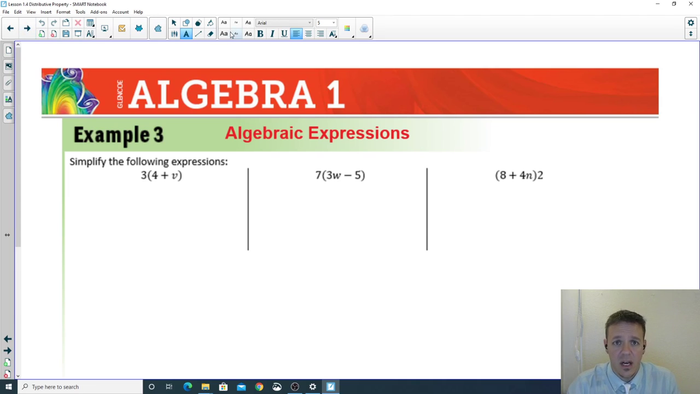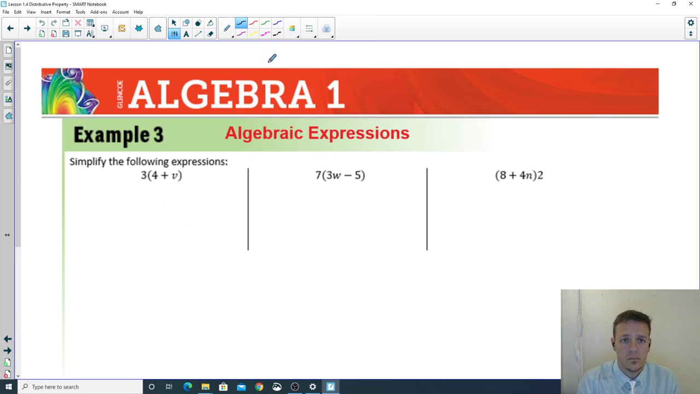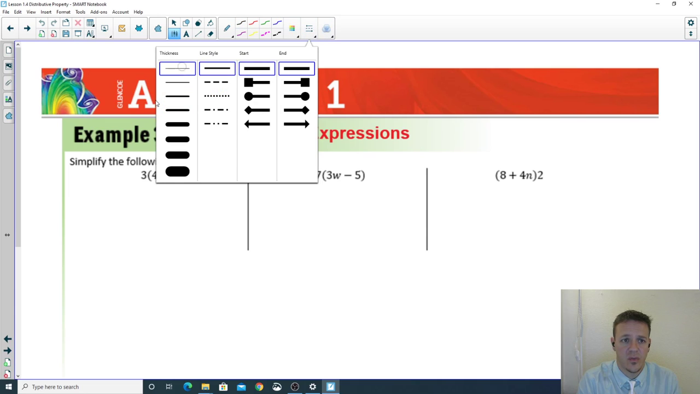All right, so let's begin. First things first, I'll show you these 3 examples, and then you guys will work on the next 3 by yourselves. Then we'll go from there. All right, let's go with red as we start out today.